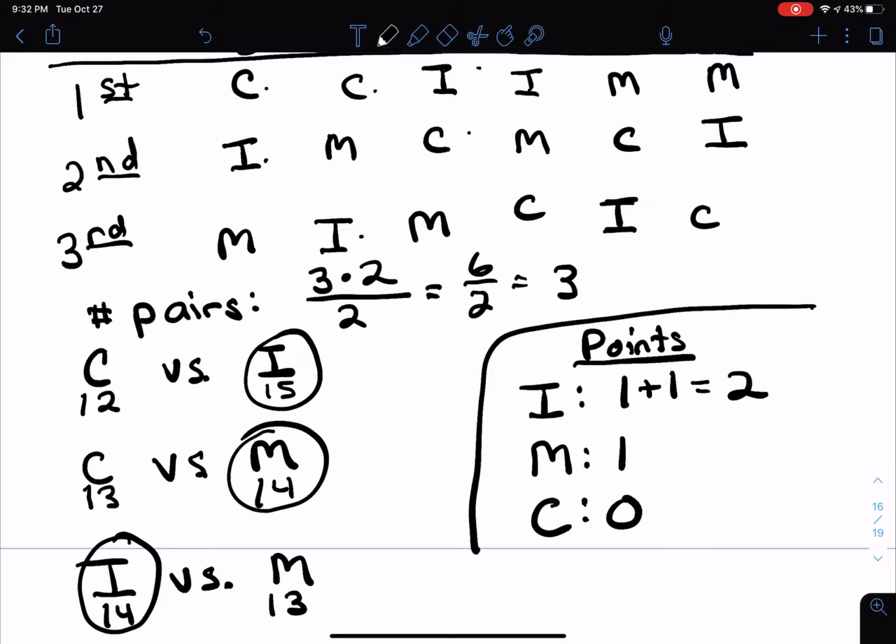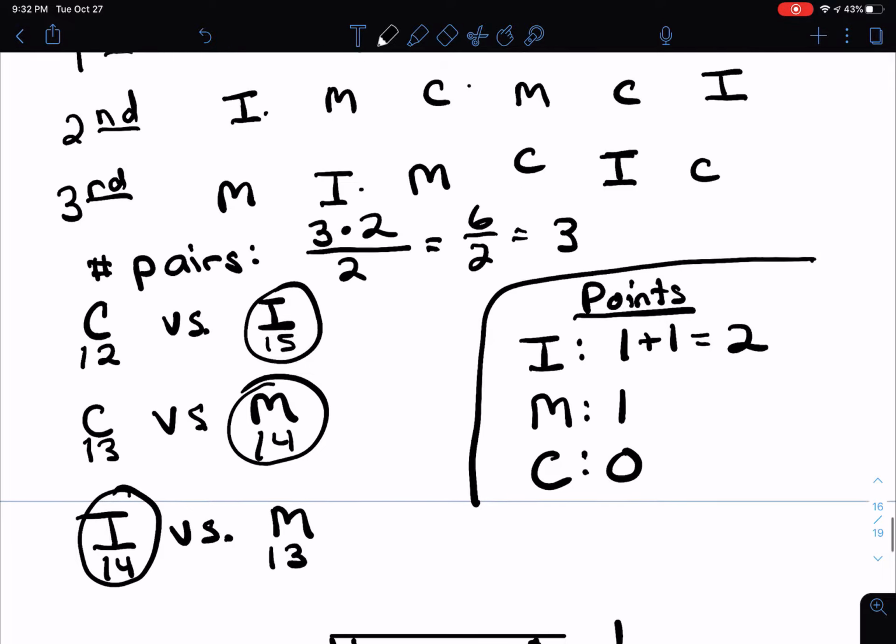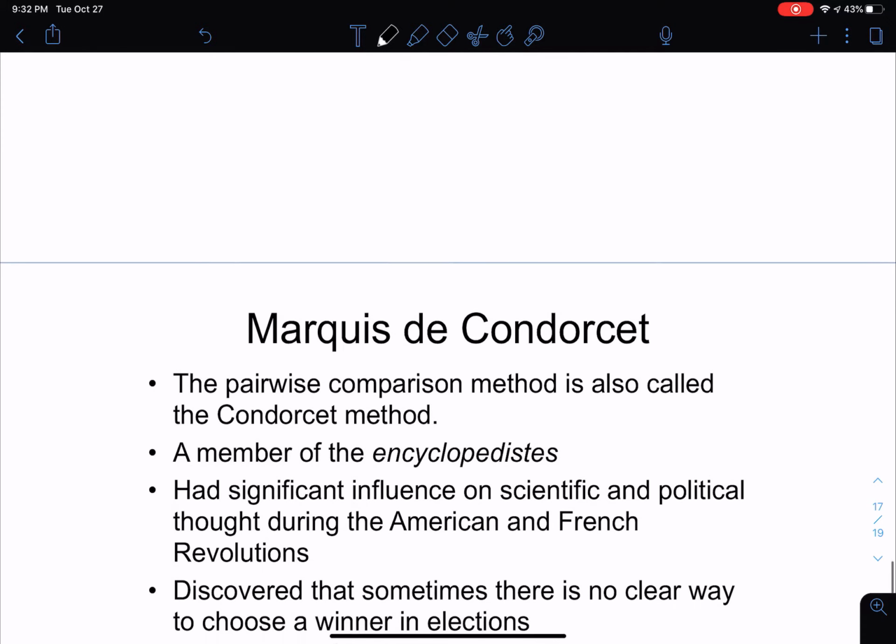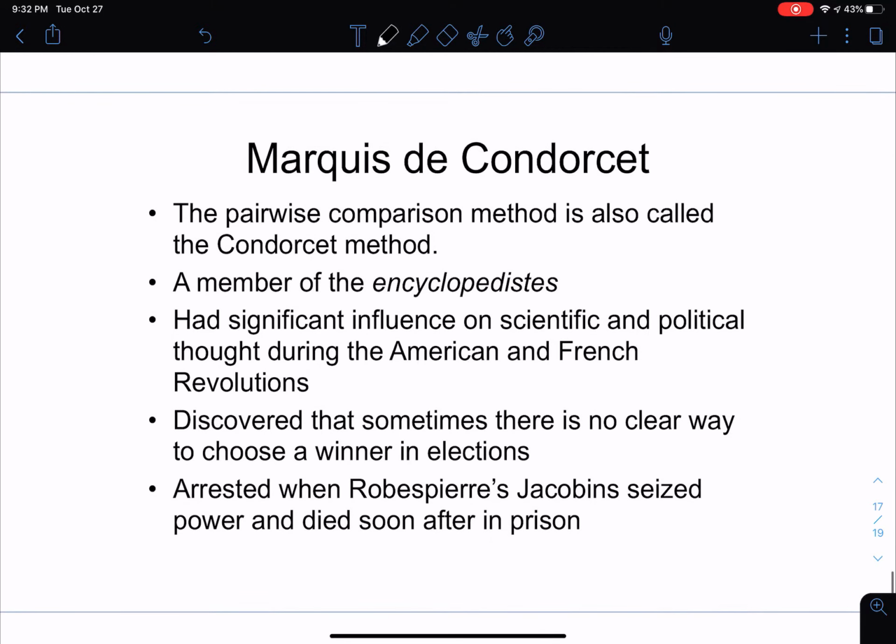All right. I was just glancing over my math. Okay. So this method is also called the Condorcet method. So there's another one of your mathematicians. Marquis de Condorcet. French gentleman, had significant influence on scientific and political thought during the American and French revolutions. Discovered that sometimes there is no clear way to choose a winner in elections.